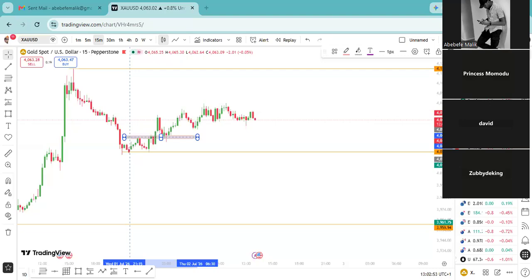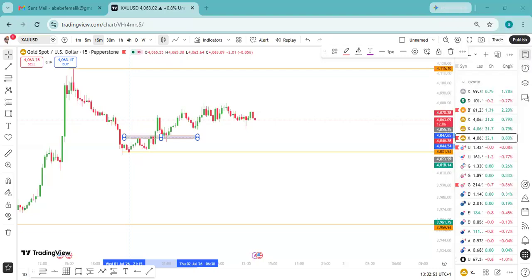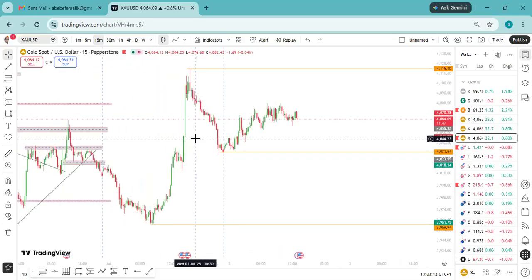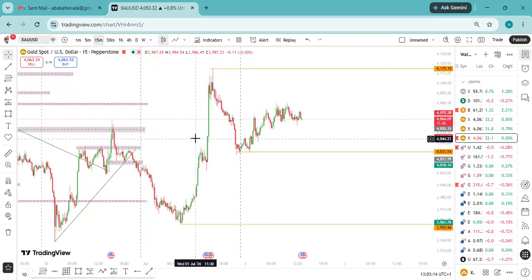So obviously we know today is NFP, one of those very volatile news events that comes up in the market. We'll be crushing NFP. This is not the first time, and by God's grace, we're going to kill it this time around. Basically, we just want to look back and check what the market has been doing and what our buyers should look out for.